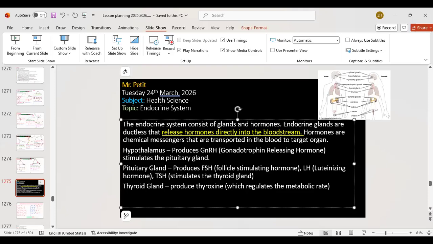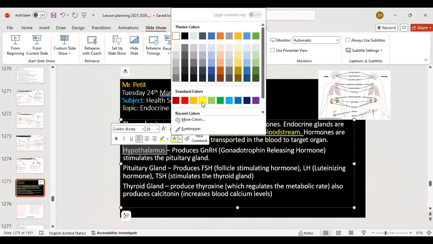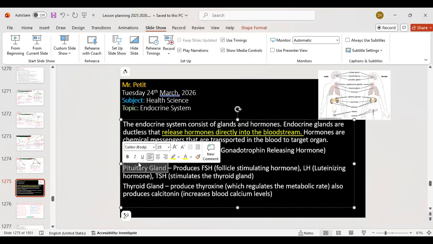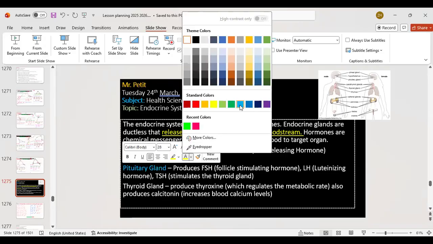And the thyroid gland also produces calcitonin. And calcitonin basically decreases blood calcium levels. All right, good. So that's the thyroid gland. Let me make this clearer for y'all. So we have this, and we have this, and then we have this.